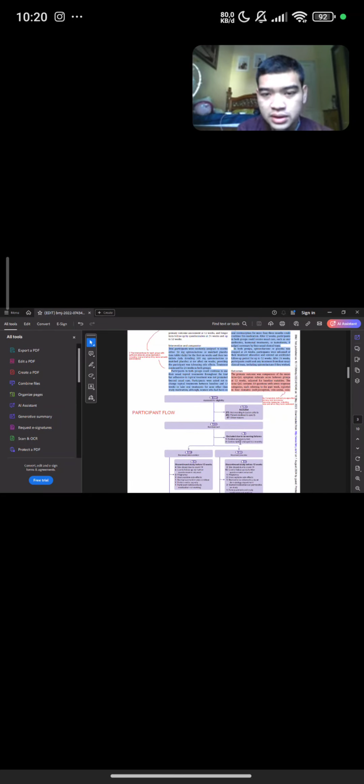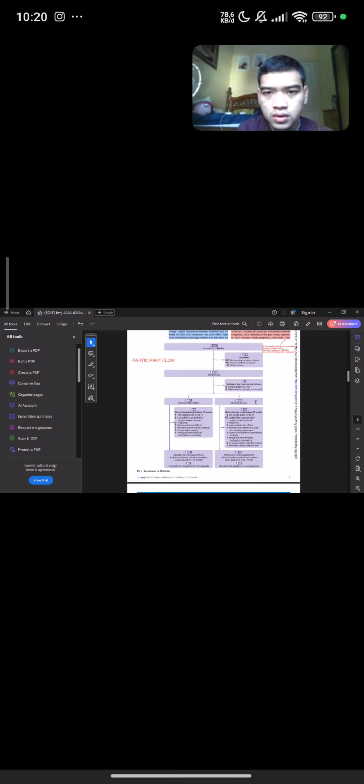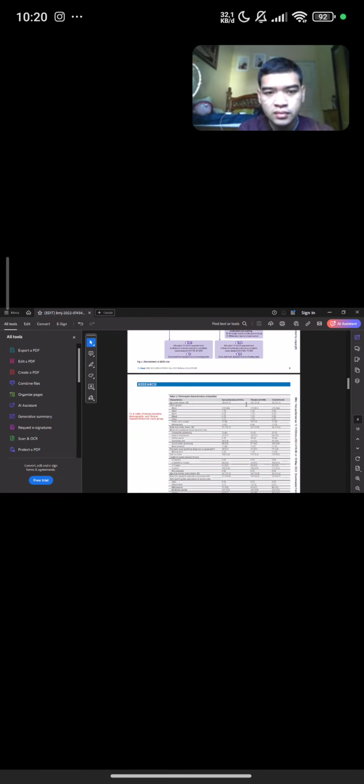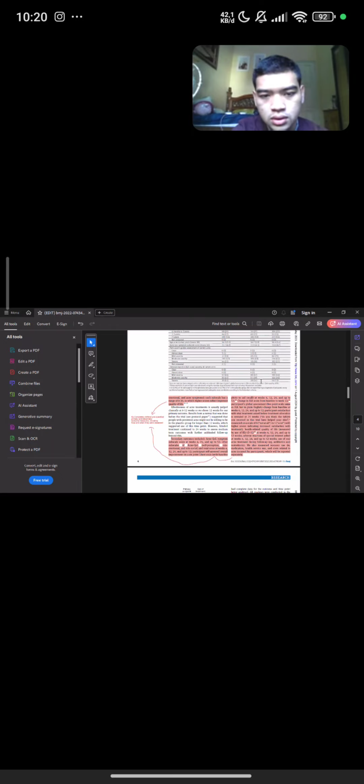This is the participant flow from assessed, eligible, randomized: 413 randomized, excluded 854, and from randomized we receive intervention and placebo. This is a table showing baseline demographic characteristics like age for spironolactone, placebo, and the total.